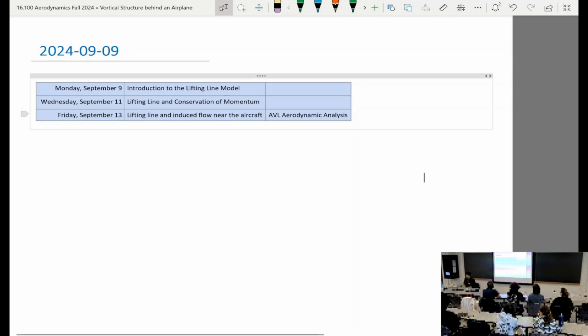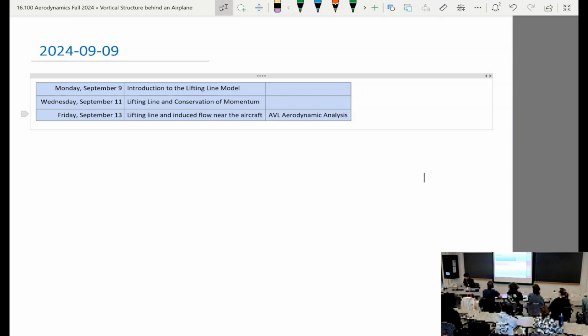And this Friday afternoon, we are going to teach you a software called AVL that essentially does what we are going to be covering today. It does a lot more than what we are covering today, but part of its job is computing how much lift, induced drag, and aerodynamic moments an airplane has, given the distribution of things like twist, span, and chord length on the airplane.